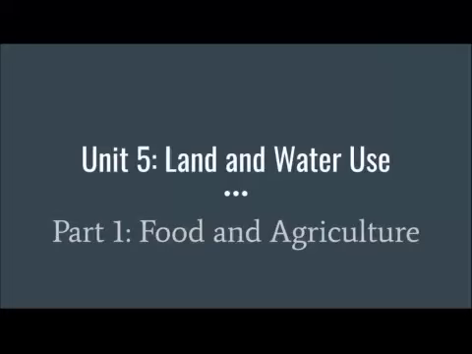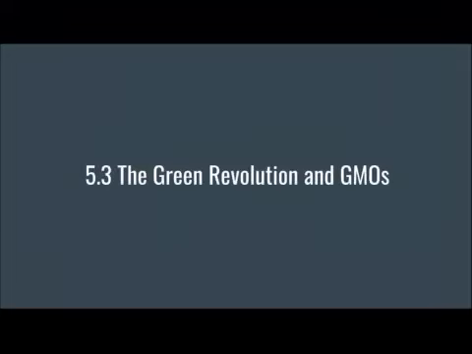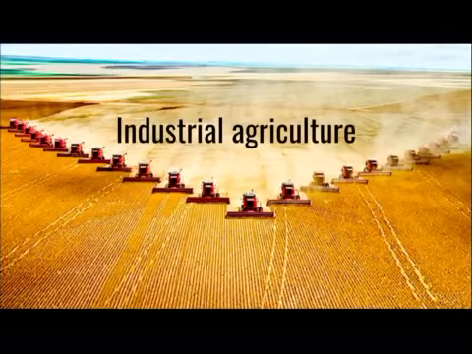Unit 5 is on land and water use. In the first half of the unit, we're going to look at how we use that land to produce the food that we need and some of the impacts that agriculture has on land. So we're going to start with something called the Green Revolution, which sounds like an environmental movement, but actually it isn't, and a little bit about GMOs.